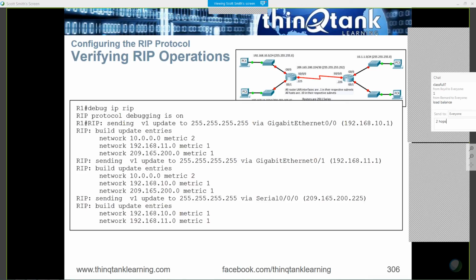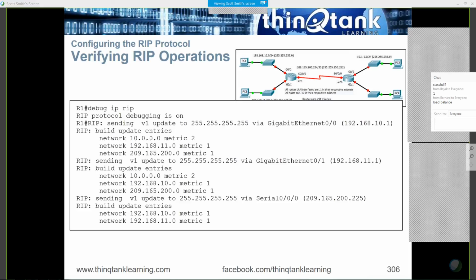2 hops, right? Well, look where that advertisement is going out of. It's going out of the gig interface. So essentially this router is saying to anybody on that gig interface, if you want to get to the 10 subnet, it's 2 hops away. It is 2 hops, me and the next router. So it's taking the metric it's getting from the neighbor, adding itself into that metric and sending it on its way.